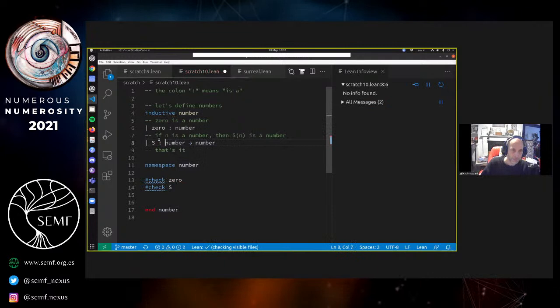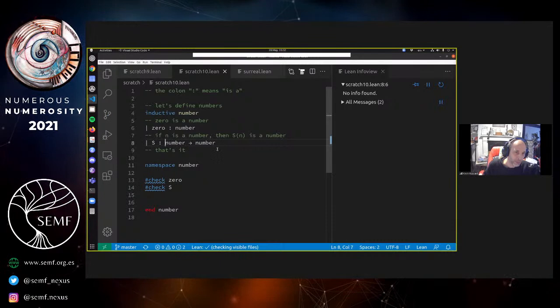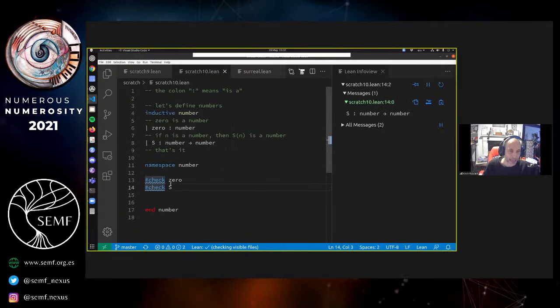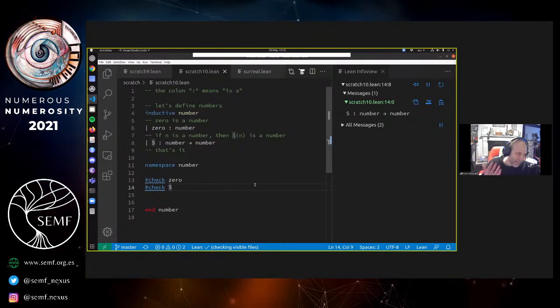We could say that S is a function from numbers to numbers. So that's what Lean internally thinks of as S. And so now let's make some numbers. Remember, the idea is this: S, Lean doesn't have any kind of concept of adding one right now, right?